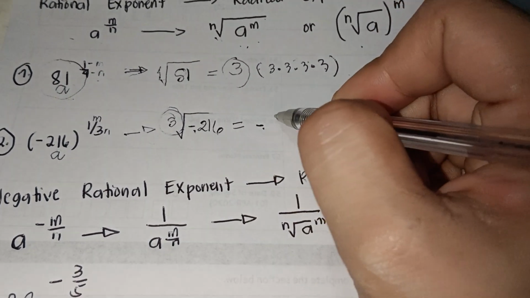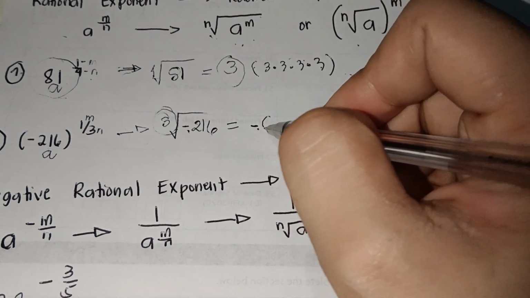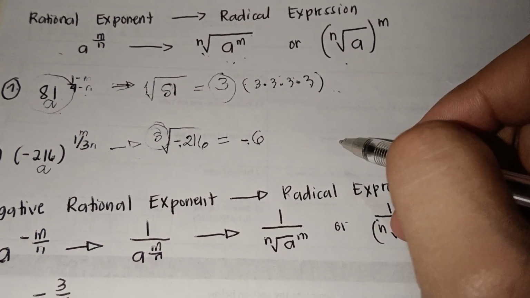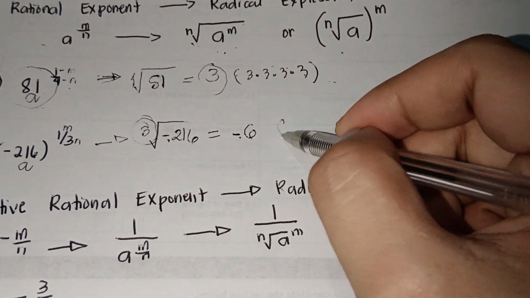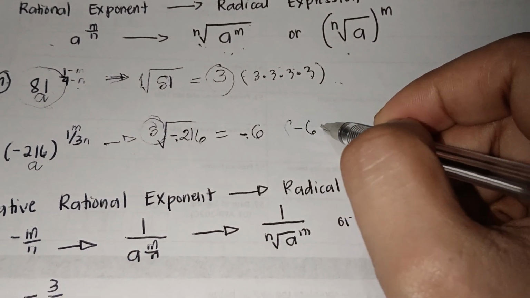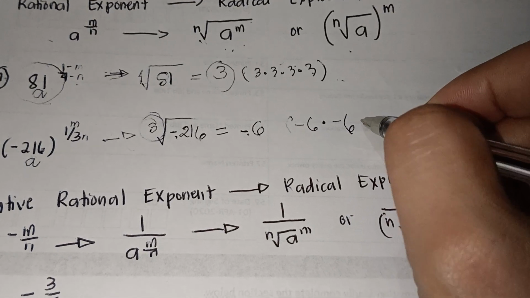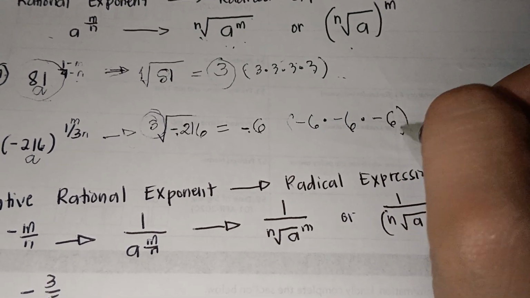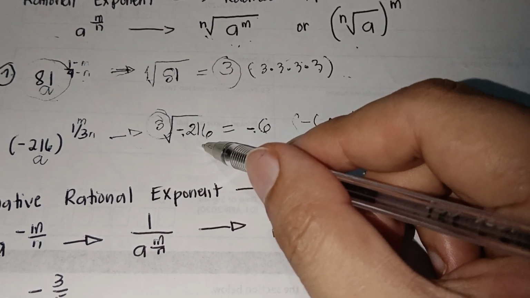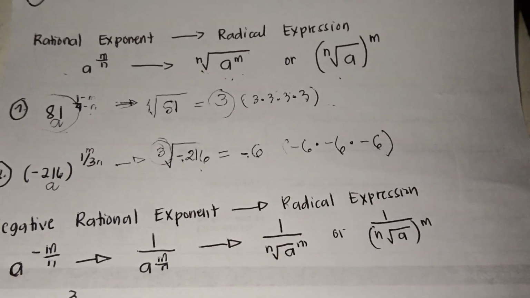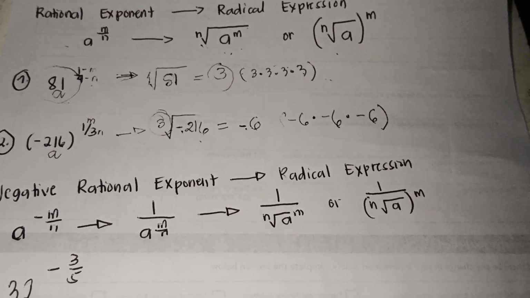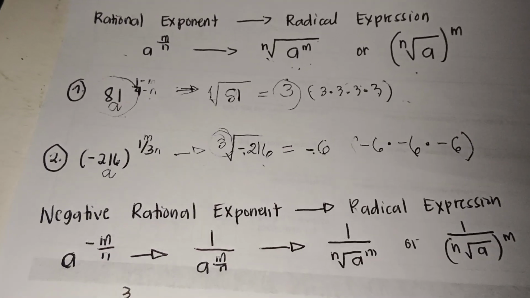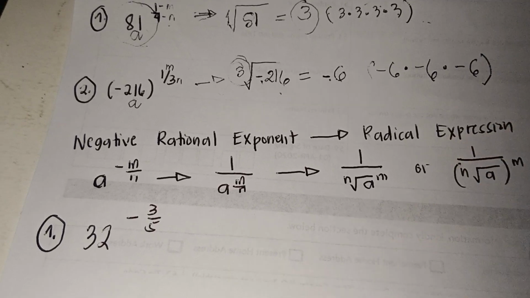So, negative 6, if I'm not mistaken. So, it is negative 6. Because when we multiply negative 6 times negative 6, that is positive 36. Multiply by negative 6, we will get the value of negative 216 po. Okay, so that is how we're going to solve it po.